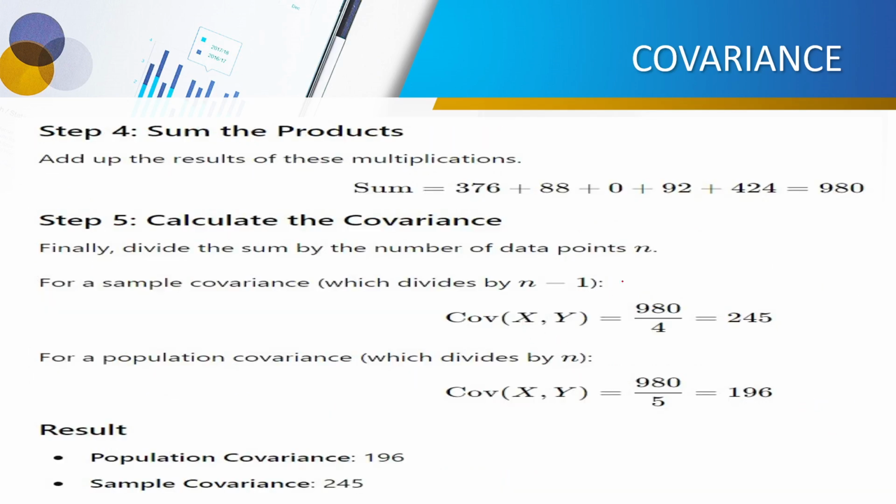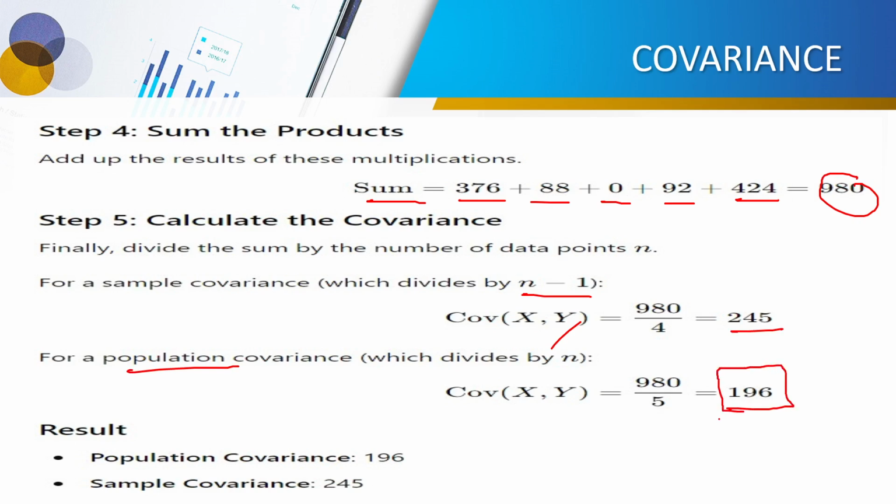Step number 4, we have to perform a sum of their products. So whatever values we get for the 5 numbers, we perform a sum of that. This value is nothing but 980. And the covariance, again we have two types of covariance. One is population covariance, another one is sample covariance. In sample covariance, the value we divide by is n minus 1. So the sum we have is 980 divided by 4. That will give 245 for sample. And for population covariance, it is 980 by 5. That is 196. So I will get the answer as 196.